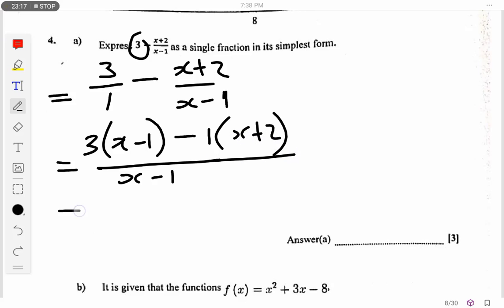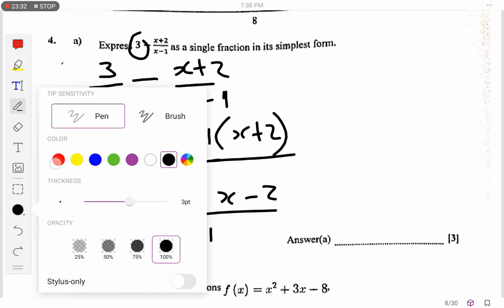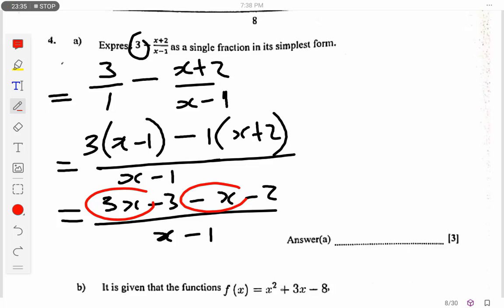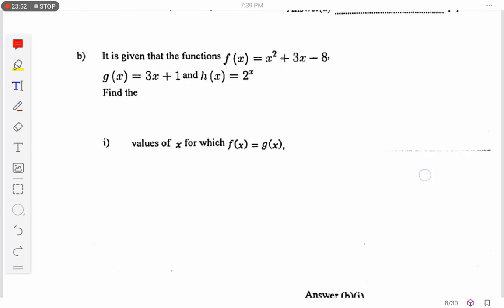Okay, like this. Then we simplify and remove the brackets. So this is going to be 3x minus 3 minus x minus 2 over x minus 1. Okay. Simplifying, we take the like terms together, the x's together. So 3x minus x, we are going to get 2x. Minus 3 and minus 2, we get minus 5 over x minus 1. So this is our final answer in simplest form. Let's move on to the next question.